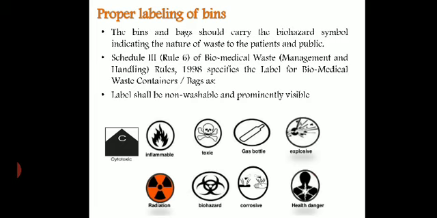In the figure, the different symbols for the different hazards are given, like cytotoxic, that is the symbol where C is written, then inflammable where fire is shown, toxic, danger, gas bottles, explosives which burst, then radiations, biohazards, then corrosive, and health danger. So these are different labels which we can paste on the bins or the bags.